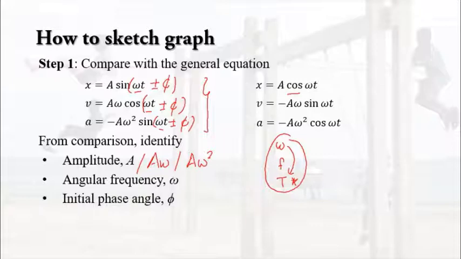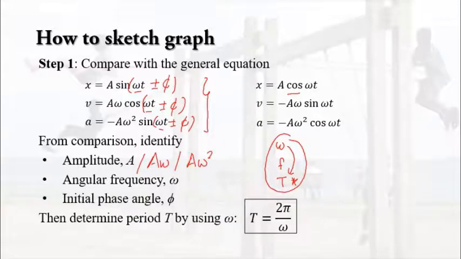After you identify the initial phase angle, you determine the period by using omega. This is what I told you just now, you need omega for the period. So you calculate omega, then you calculate the period using omega. So that is step number 1. Compare with the general equations. Try to identify the maximum values on the y-axis for your graph: the amplitude, amplitude of velocity, amplitude of acceleration. Then you determine the angular frequency in order to calculate the period of the graph, the time taken to complete one cycle, and try to see whether there's an initial phase angle or not. If there is, then you have to take into consideration the value of the initial phase angle.